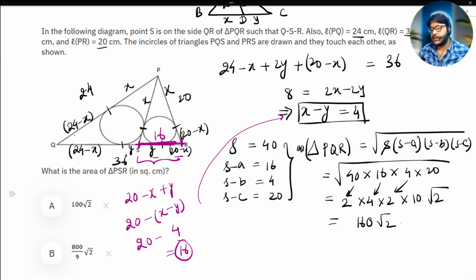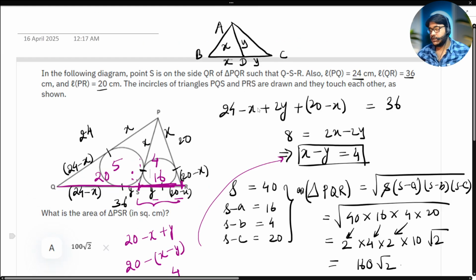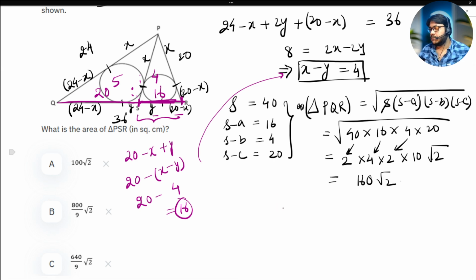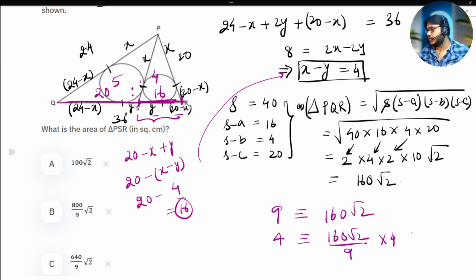If this much is 16, the other has to add up to 36. So this will be 20. So the ratio is nothing but 5 is to 4. 4 5s are 20 and 4 4s are 16, right? So if you have understood this methodology, 9 parts correspond to 160 root 2. 4 parts will correspond to 160 root 2 by 9 into 4. 160 4s are 640 root 2 over 9. This should be my area for this part.